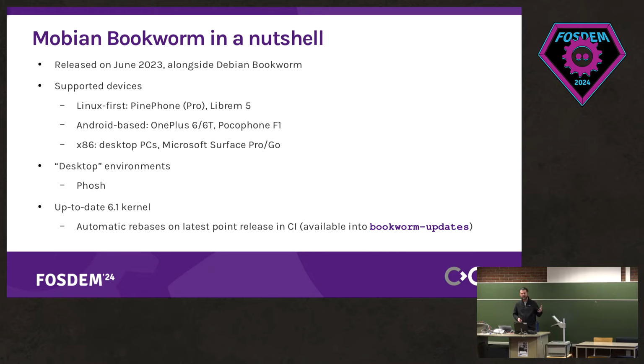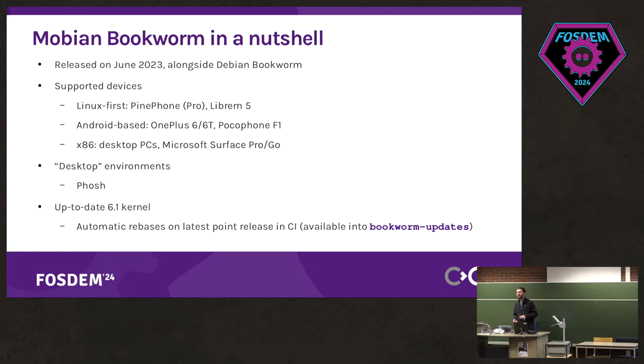So it was released in June last year. We have a few supported devices out of the box, which are several Linux-first devices, the PinePhone, the PinePhone Pro, the Librem 5 also. We support a few Android-based devices thanks to the work of the community, especially on the SDM845 kernel support. So we support the OnePlus 6, 6T, and the Pocophone F1. And we also provide x86 images for desktop PCs or x86 tablets, such as the Microsoft Surface Pro and Go.